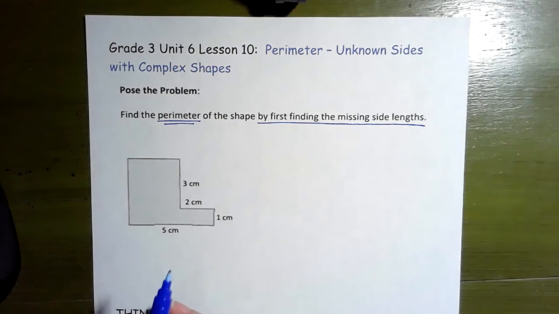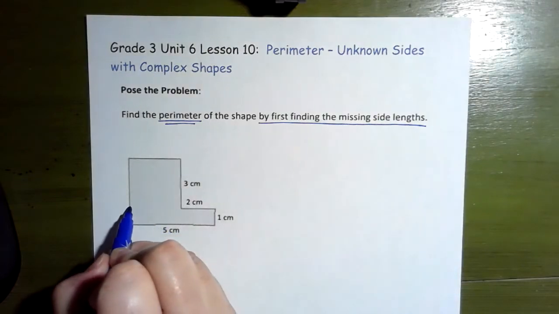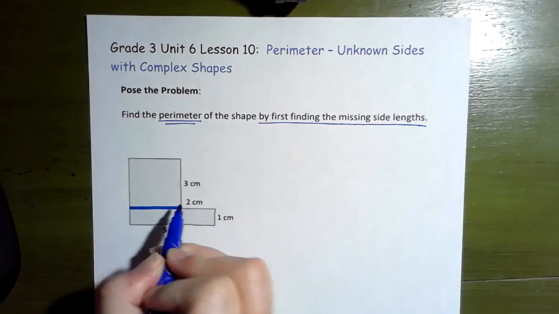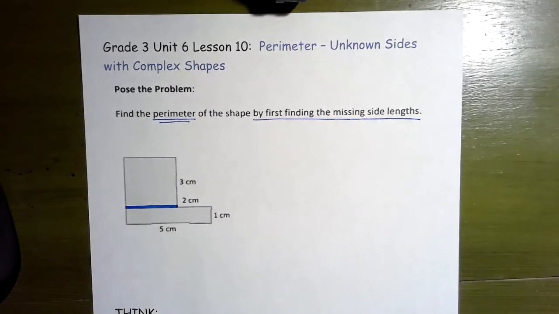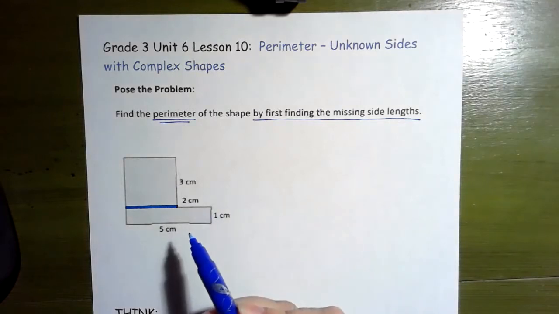Let me show you how a scholar last year started to find the missing side lengths. First, the scholar partitioned the shape like this. Why do you think that scholar partitioned the shape like this? Say it to your screen. That sounds like a good idea.